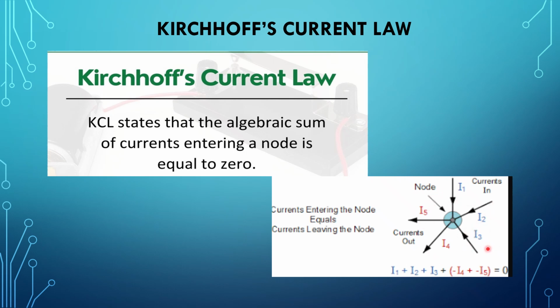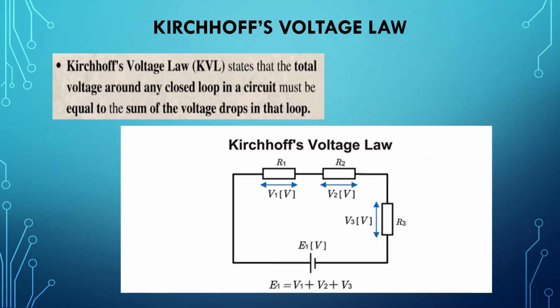currents I1, I2, I3, I4 and I5. The currents I1, I2, I3 are the incoming currents to the circuit, whereas I4 and I5 are the currents leaving from the circuit. So the algebraic sum of I1 plus I2 plus I3 must be equal to the algebraic sum of I4 plus I5. So the current entering the node must be equal to the current leaving the node, says Kirchhoff's current law. Next one is Kirchhoff's voltage law.